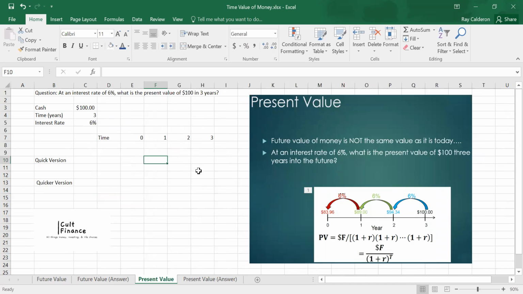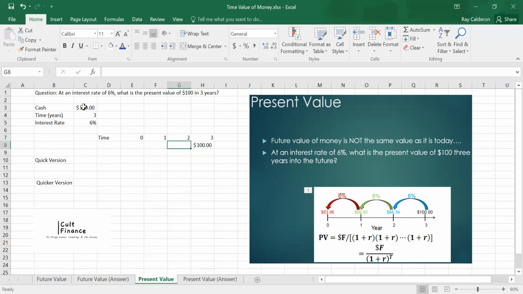Now, the other question I asked was, at an interest rate of 6% compounded annually, what is the present value of $100 3 years from today? So someone gives you $100 3 years from now, what is the value today? So in Excel, it's a little bit different, and I kind of just put this out here for time's sake. So we have our values here, and basically we're going to be working backwards, okay? So in the future, we have $100.